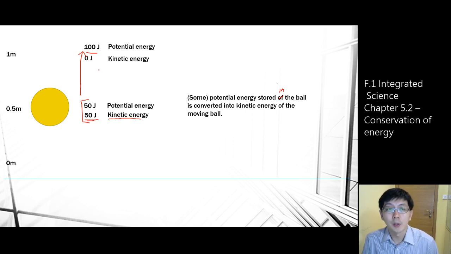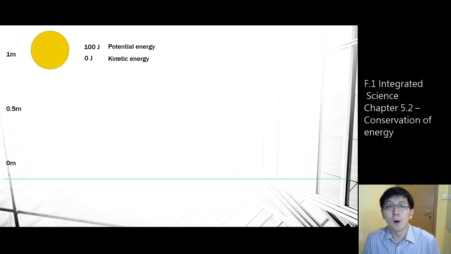And not to mention, if you're smart enough, you figure out that at the beginning, exactly at the moment when we release the ball, the ball is not moving at that particular moment. The kinetic energy of the ball is 0 joules. Now I put the list here for better illustration. Now I'm going to drop the ball to the ground, exactly touching the ground.